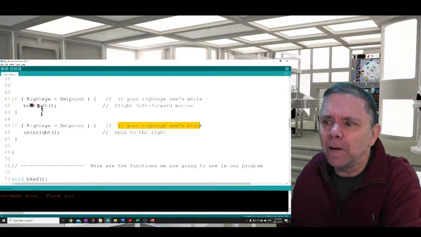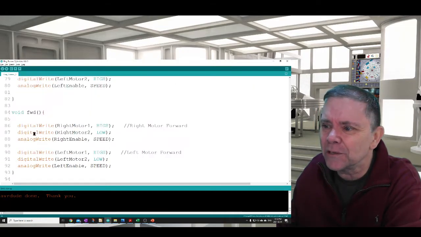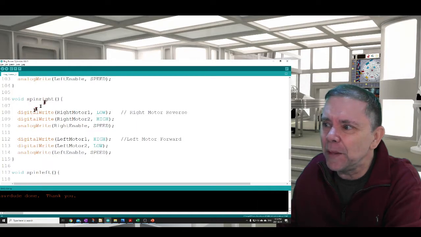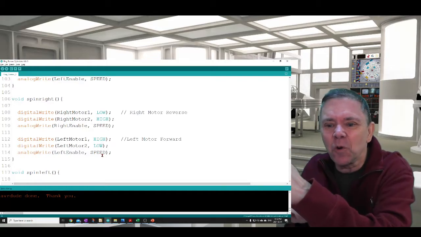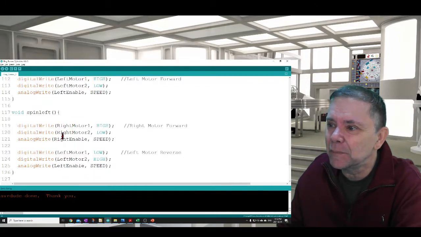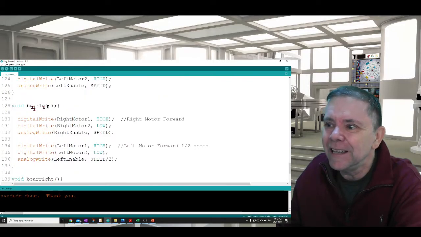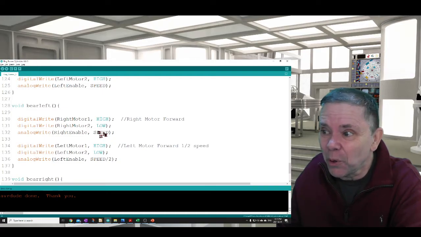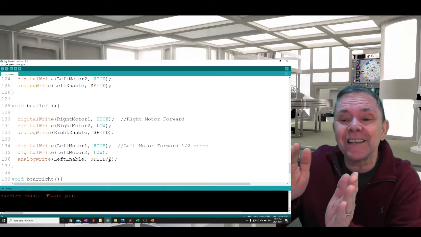Let's have a look at the bear right and the spin right functions, just so you can get that clear, and maybe you can adjust it in yours. So here's our spin right, and you can see the right motor is going backwards and the left motor is going forwards, and that's going to cause the robot to spin on the spot. And it's a spin right, and there's a spin left, which is exactly the opposite. Here's a bear right and a bear left. In the bear left, both motors are going forward, one motor at full speed, one motor at full speed divided by 2, half speed, so that's going to cause it to twist.